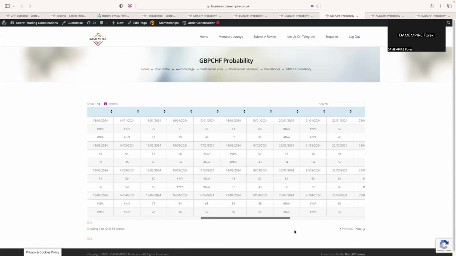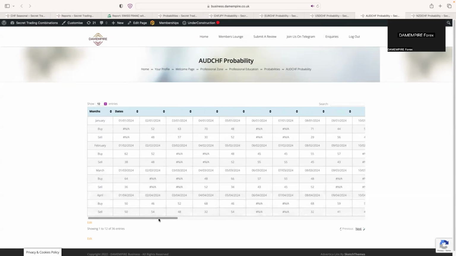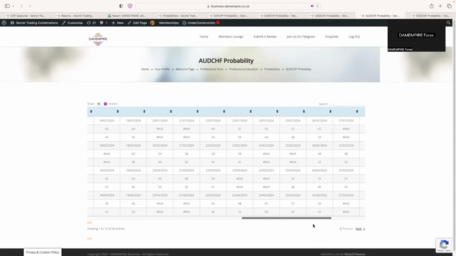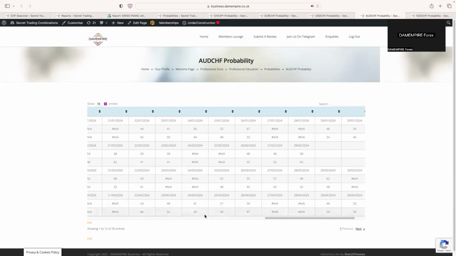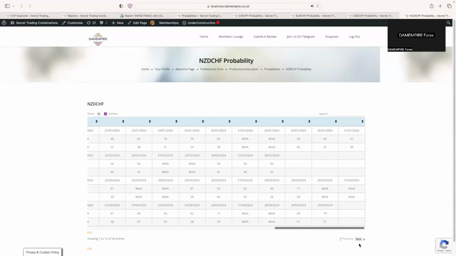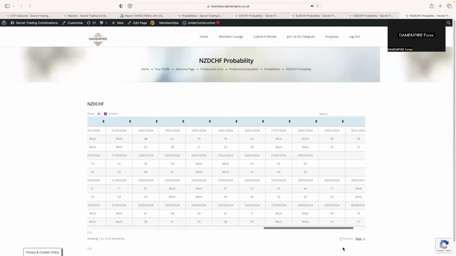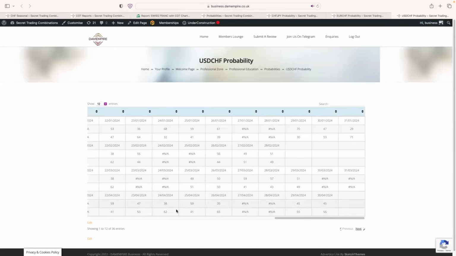You go GBP CHF. Yeah, still the same thing, doesn't look good. AUD CHF, what does that look like? Doesn't look good. But we got that first one looking good. Yeah, right. Doesn't look good here neither. So take that out, put it down. Take that out. So what looks good is this.